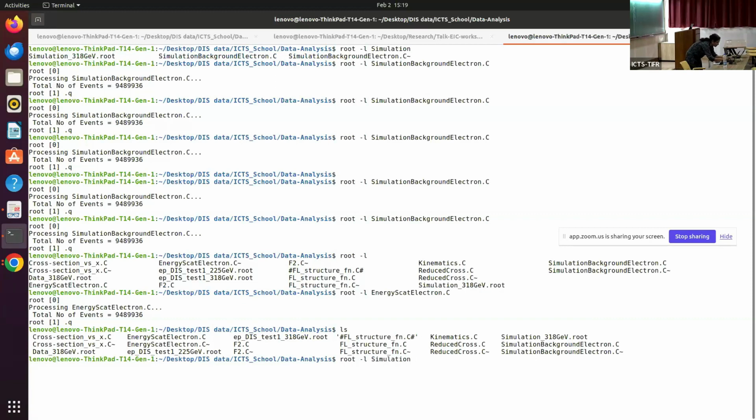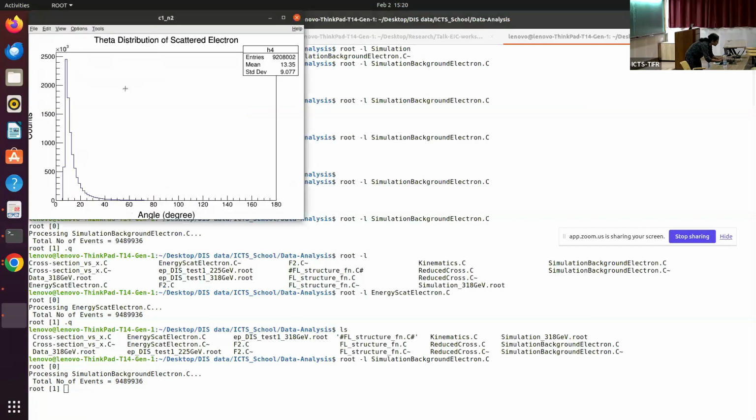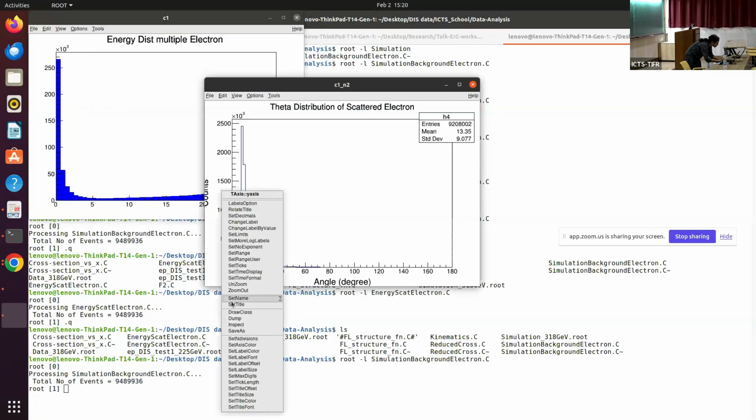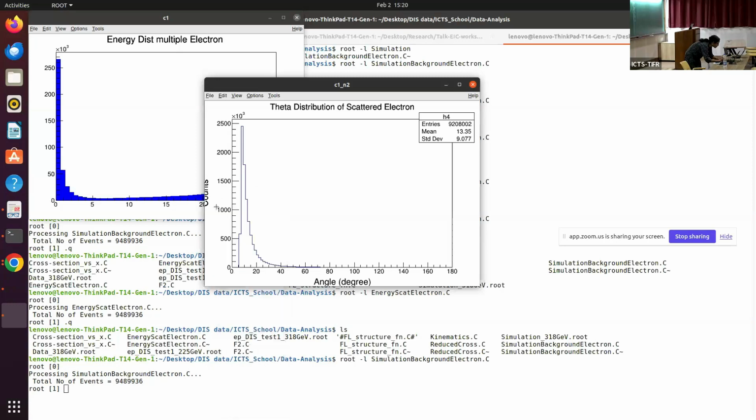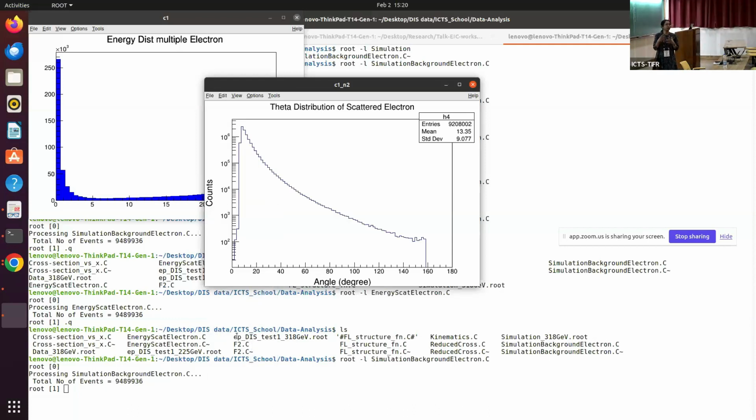So what I did in the simulation: to reduce background, I have used two cuts. One is energy should be greater than 6 and angle should be less than 158 degree. Then this is my spectra. The experimentalists do this kind of study and see where the background is and what kind of cut they can apply so that they can reduce the background. This is just one small example.